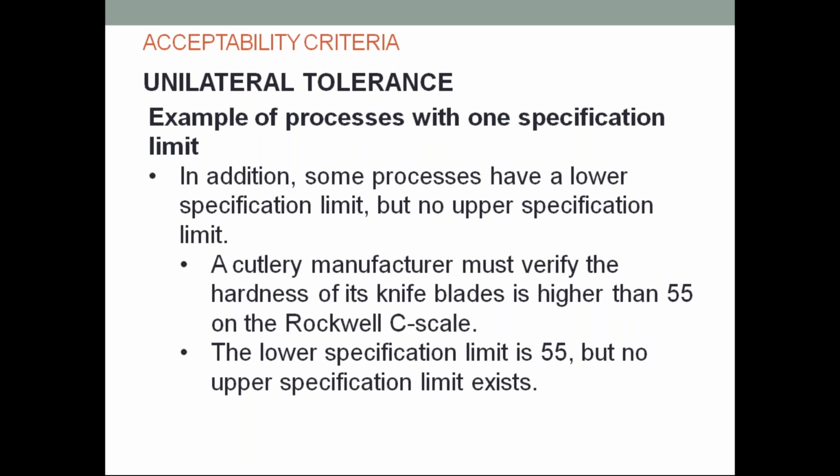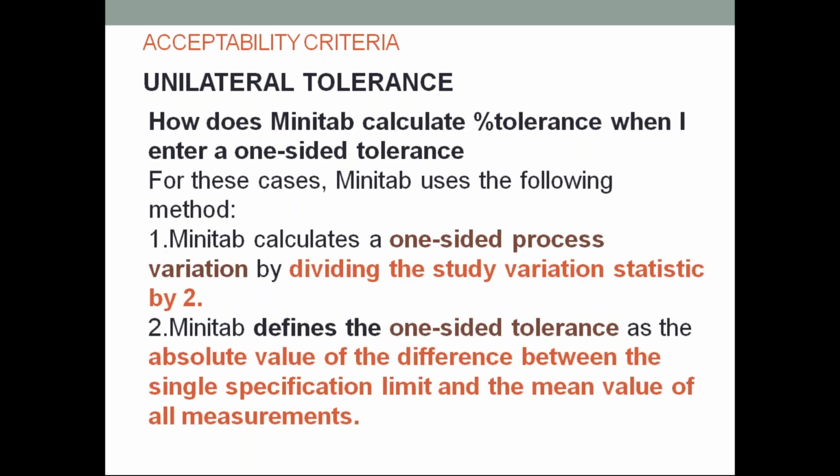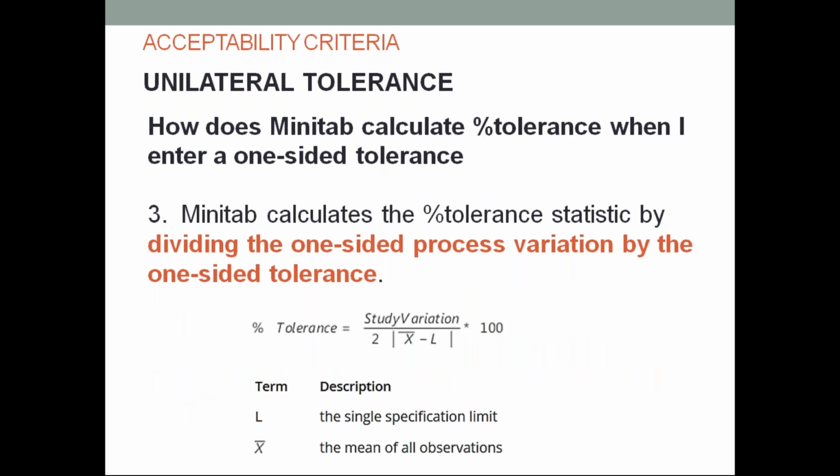So if you're looking at percent tolerance, how can you do that if you don't have an upper and lower tolerance? How does Minitab calculate percent tolerance when I enter a one-sided tolerance? Minitab calculates a one-sided process variation by dividing the study variation statistic by 2. It defines a one-sided tolerance as the absolute value of the difference between the single specification limit and the mean value of all measurements. It calculates the percent tolerance statistic by dividing the one-sided process variation by the one-sided tolerance.